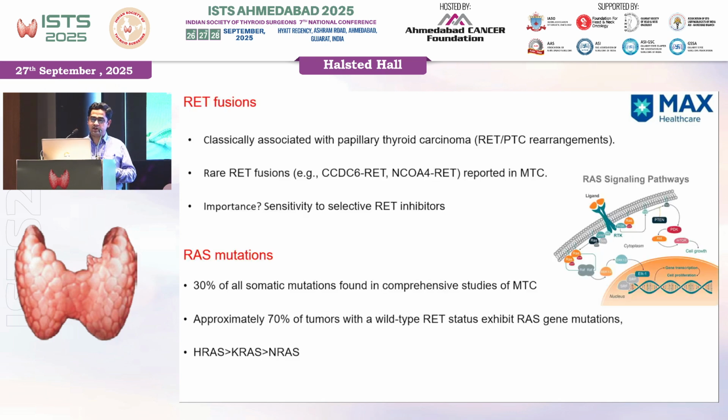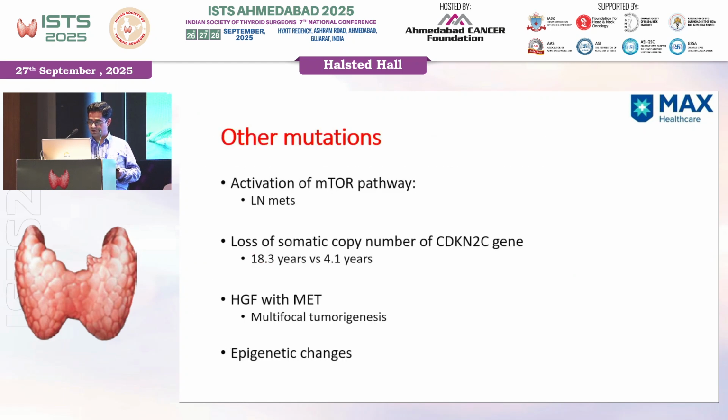There are certain cases where RET fusion may also happen. This is more commonly seen in other cancers like lung cancer, sometimes in papillary CA thyroid as well, but even medullary CA thyroid may have these RET fusions. Why it is important, I'll come to shortly. RAS mutations may also be seen in about 30% of medullary CA thyroid. H, K, and N are the sequence in which they may happen. Along with that, there are several other mutations: mTOR mutations, CDKN2C, HGF MET.